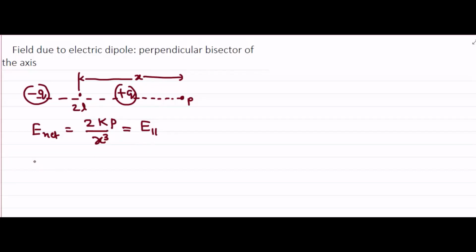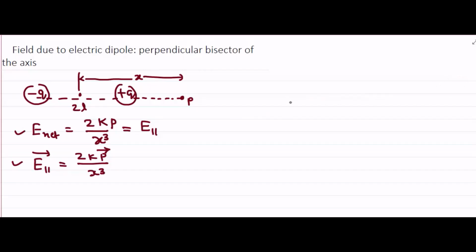One more thing, if I want to put E parallel in its vector form, then the vector form will be 2kp by x cube. The direction of this is along the dipole moment, so I'll take the vector value of p. So these two have the same direction. Therefore, this is the vector form of the net electric field at point x. So this is the vector form and this gives me the magnitude. This is what we had done in the previous case.